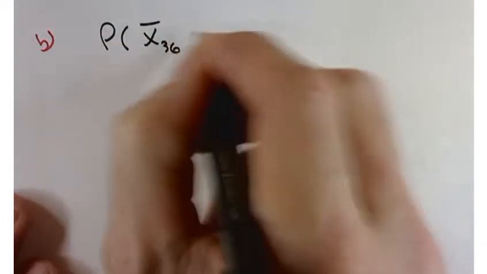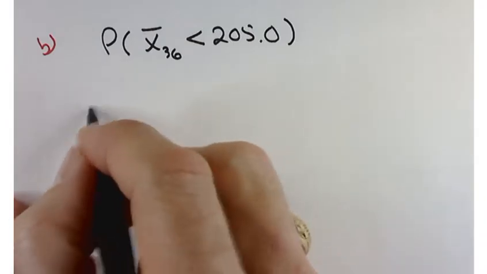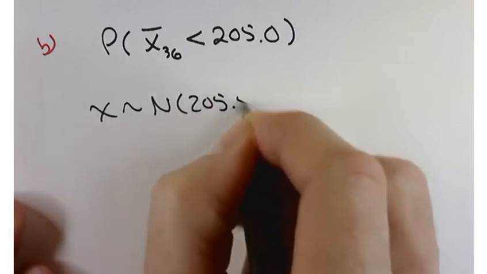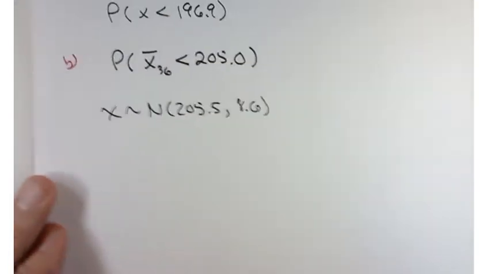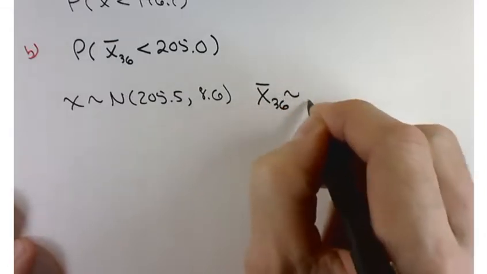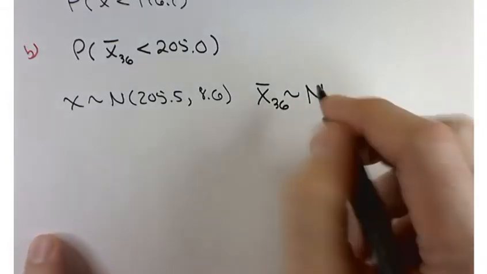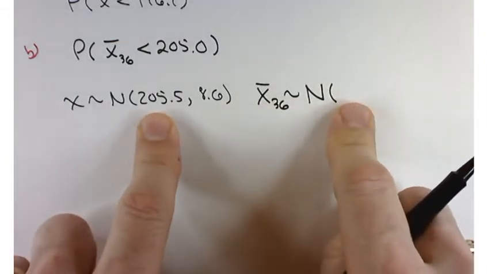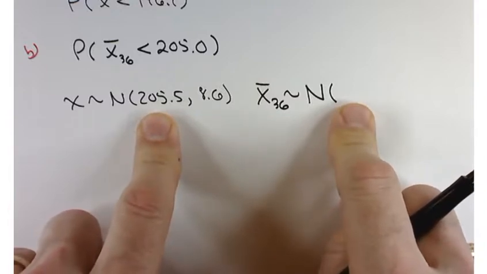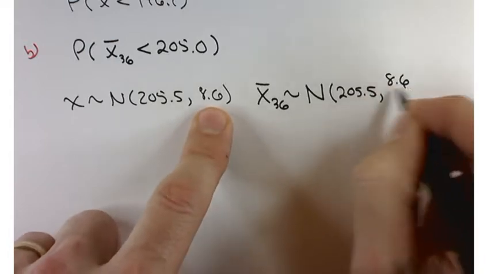Okay, so for part B, what that means is we want to find the probability that x bar sub 36 is less than 205.0. Well, x was distributed normally with a mean of 205.5 and a standard deviation of 8.6. So here's where our central limit theorem comes in. X bar is going to have its own distribution. Now, because it comes from a normal distribution, x bar is also going to be normally distributed. What's the mean of this distribution going to equal? Thank you, 205.5. And the standard deviation is going to be 8.6 divided by what?